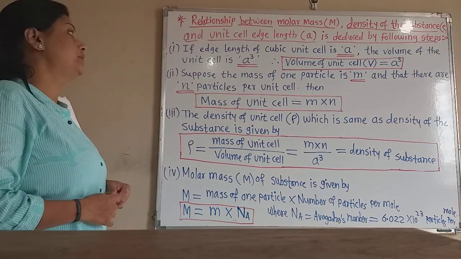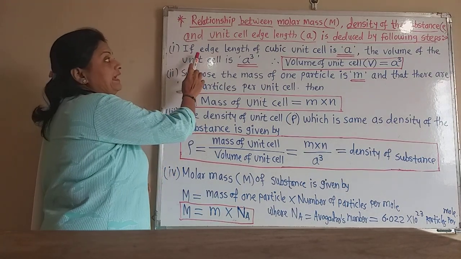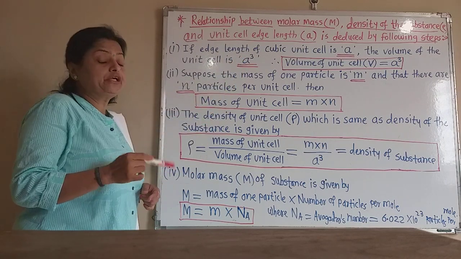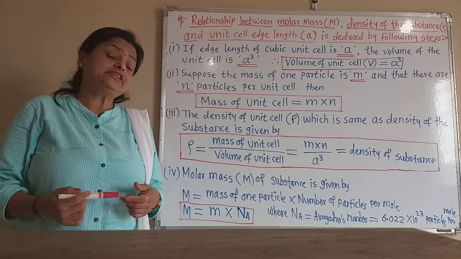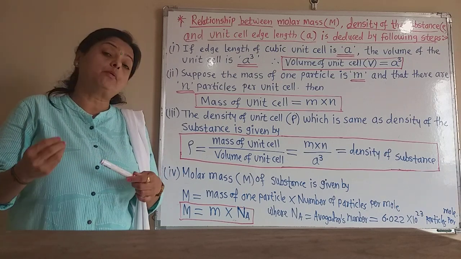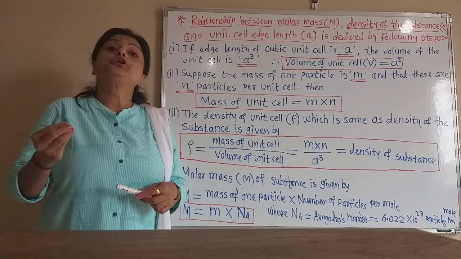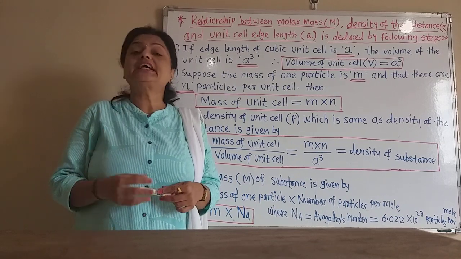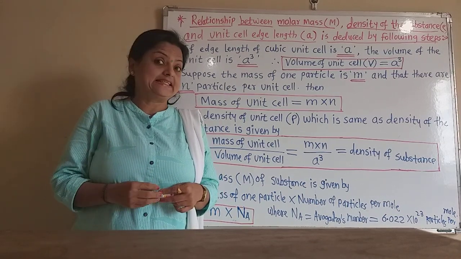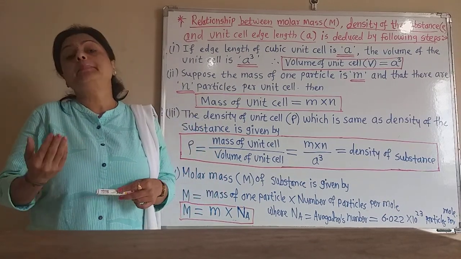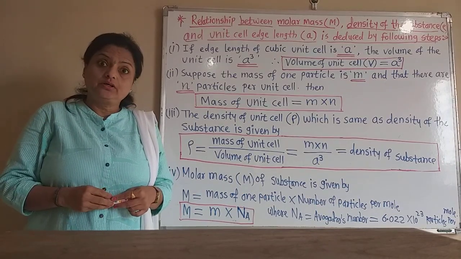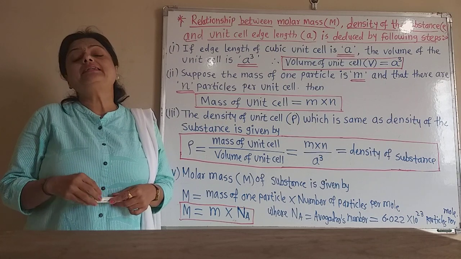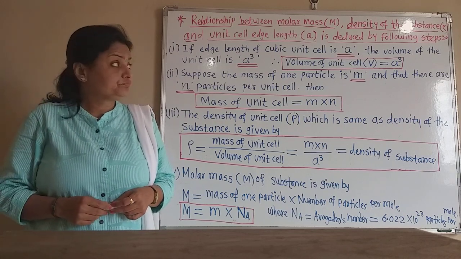Now let us first learn about the edge length of the cubic unit cell. I already told you that in this chapter we have to learn only the cubic system. There are three types of unit cells in the cubic system: the face centered cubic cell, the body centered unit cell, and the simple unit cell.